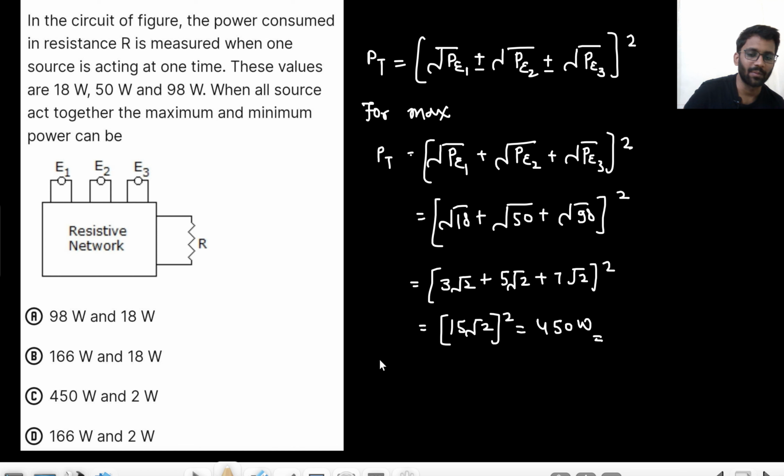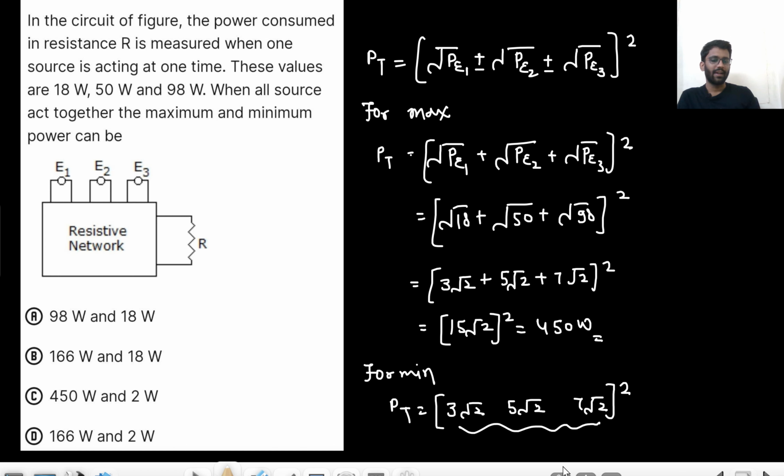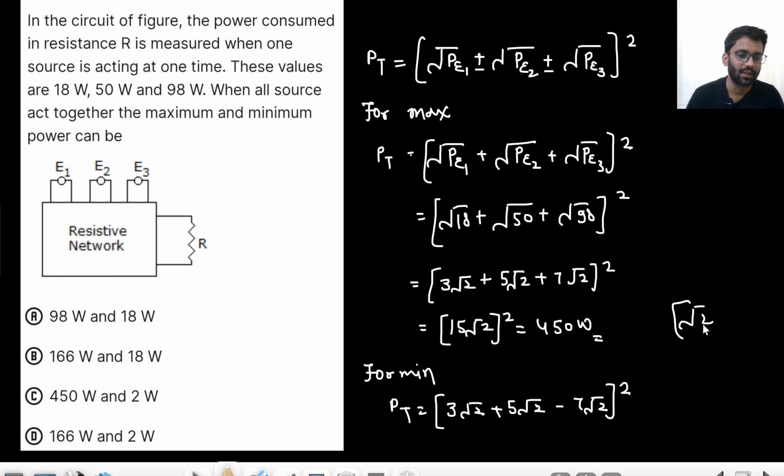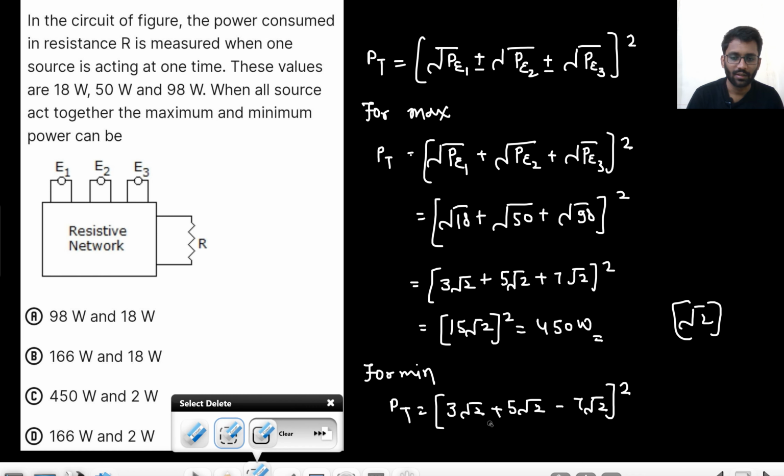But what will happen for minimum? You tell me. You have 3 terms, not root 18, I will just write 3 root 2, 5 root 2, and 7 root 2. And the square will be there. You need to get this minimum. How will you get this minimum? Let's just assume I put plus here and plus here and minus here. So 8 minus 7, that is root 2 I am getting. Okay, one option is root 2.